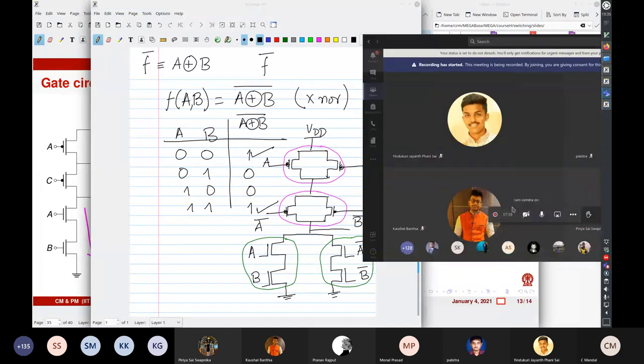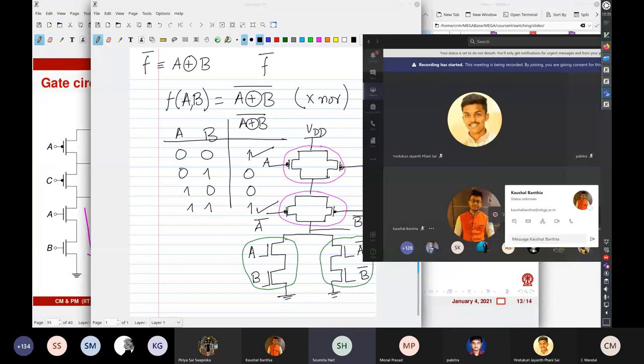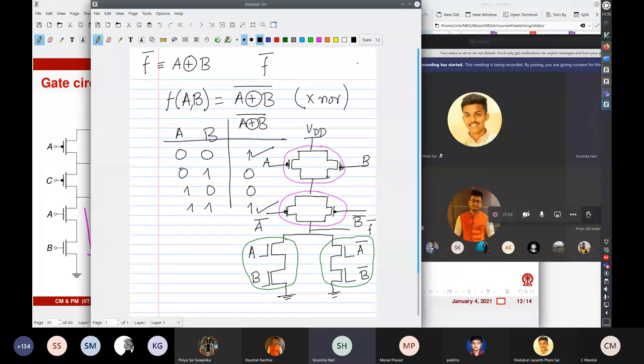Sir, I have one question. Yeah. Why are we drawing the upper part as the dual of the lower part? Okay, why are you doing it? Because whenever the lower part is conducting, the upper part should not be conducting, and whenever the lower part is not conducting, the upper part should be conducting, right? That is why you are drawing it as the dual. Okay, sir.